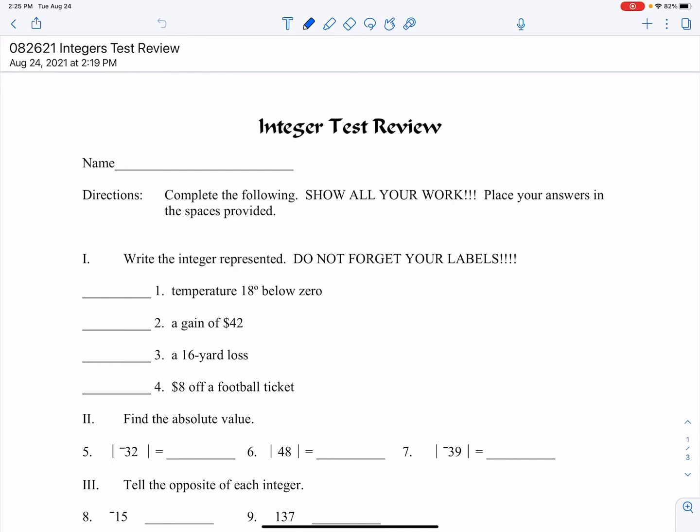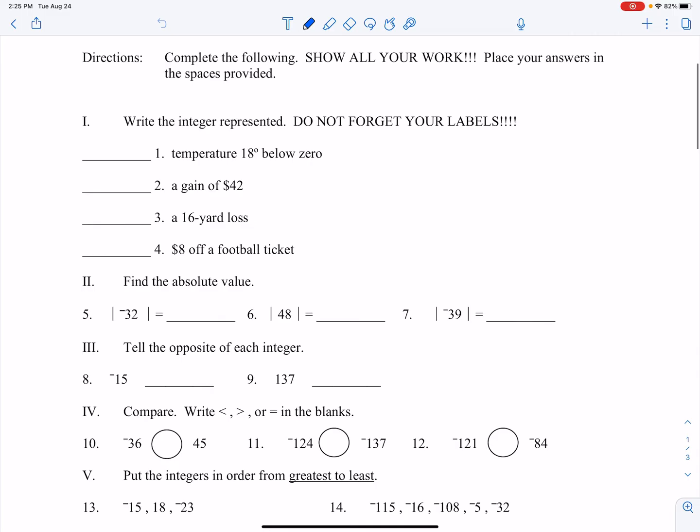Hello, class. What I'd like to do is go over the test review with you real quick so that you can have an idea of what the answers will be like tomorrow on the test. So this first section, all you're doing is reading the statement and writing the integer that represents it.